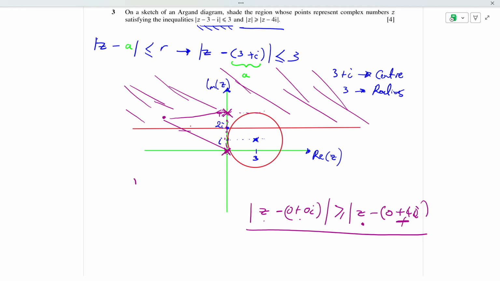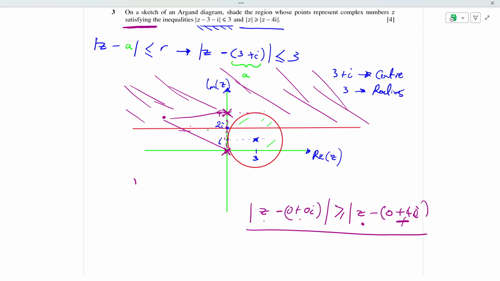But then that's one condition. Remember, it says on a sketch of an Argand diagram, shade the region whose points represent the complex number satisfying both inequalities, right? So the second inequality is saying that if you pick a point z, with the center being 3 plus I and with the radius of 3, any point that you pick has to be less than this, so it has to be inside the circle. So the second condition now is that the point you pick has to be inside the circle, right?